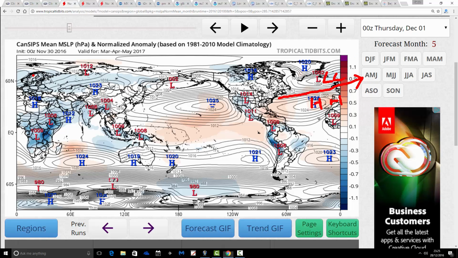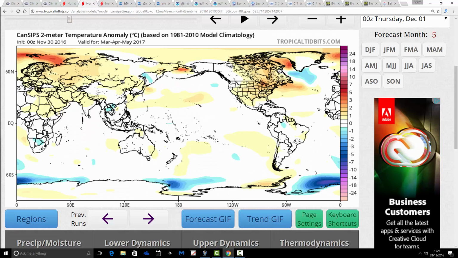We've also got below average heights, a little bit anyway, across Scandinavia, indicating a fairly unsettled spring, probably for them. By the way, this does cover the full spring period, March to May, and all the other models we use from this point on will be covering March to May as well.